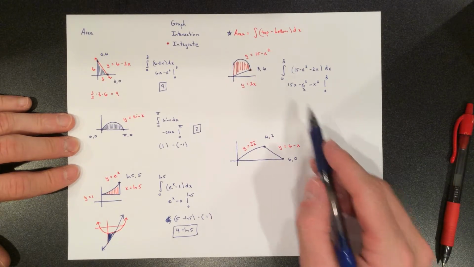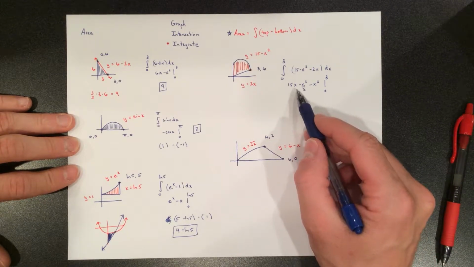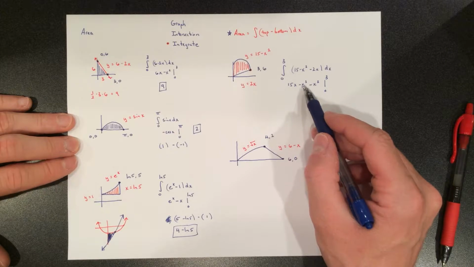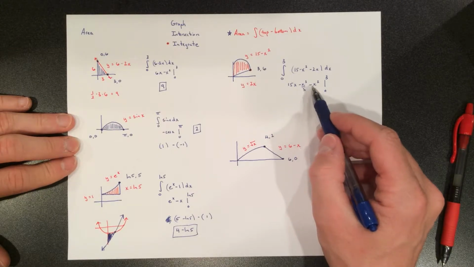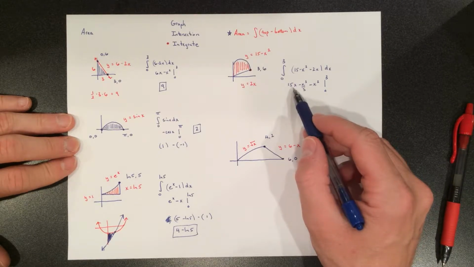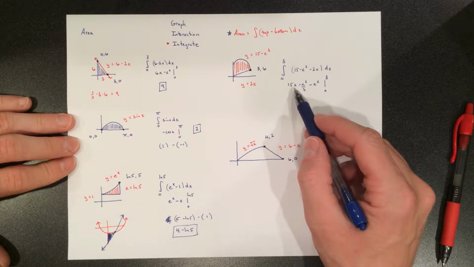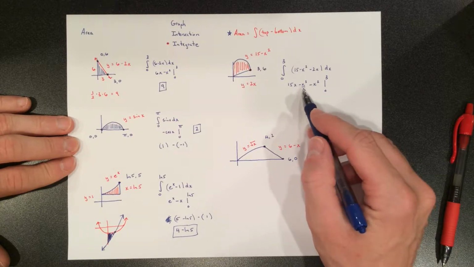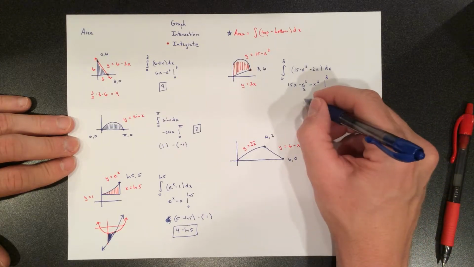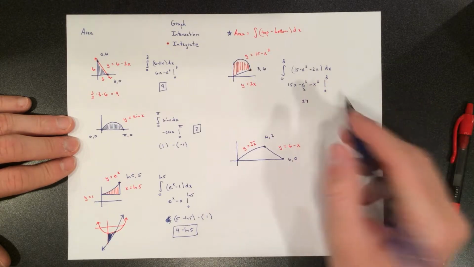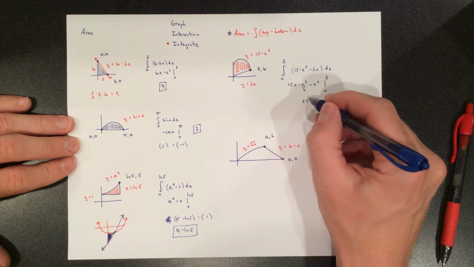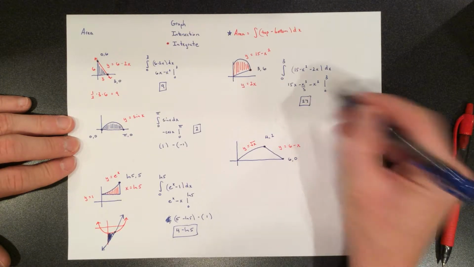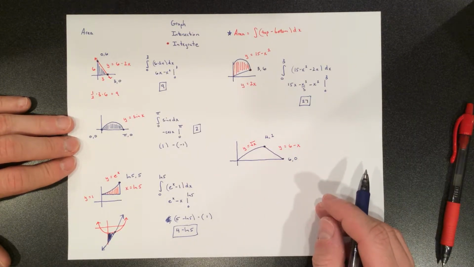When you plug in here, you're going to get 45 minus, 27 over 3 is 9, minus a 9. So what is that? 45 minus 9 minus 9. I guess that's just 27. Yeah, that's no big deal. And then when you plug in 0, you get 0, so great, you don't even have to subtract. So we know that area is exactly 27. Well, that's kind of nice. Might turn out to be a nice, easy number.